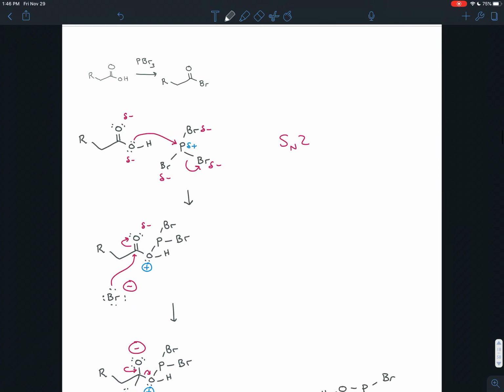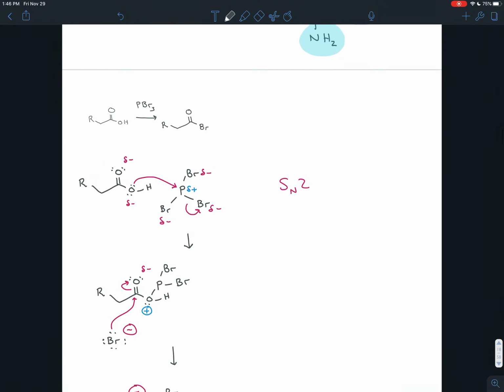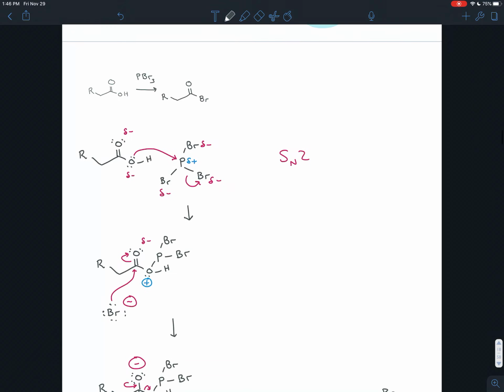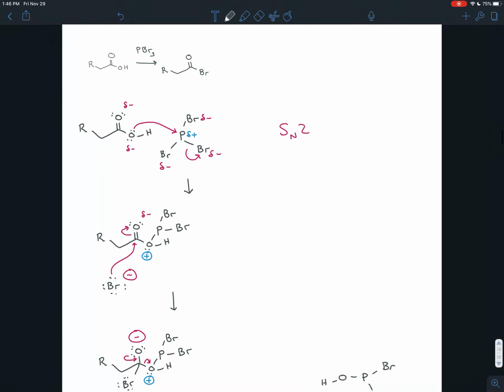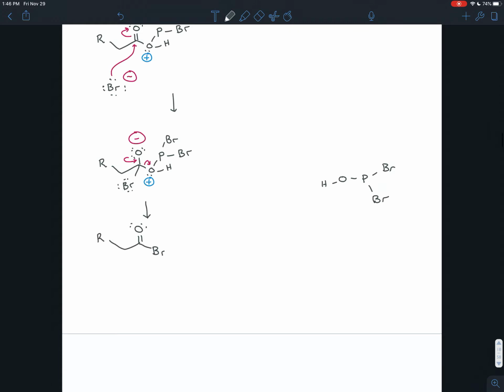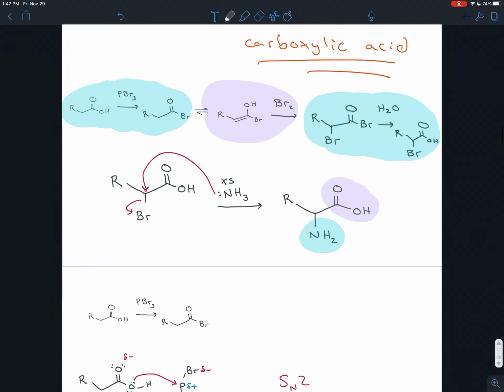So you notice that the effect of phosphorus tribromide is really just to replace the OH on the carboxylic acid with the bromine. So it has a similar role as thionyl chloride. Thionyl chloride replaces the OH with a chlorine. And if you remember the mechanism, it does it in a similar way. Thionyl chloride turns this oxygen in the molecule into a great leaving group. So it's similar. Okay, so now we've gotten rid of the carboxylic acid, so we can create this enol.